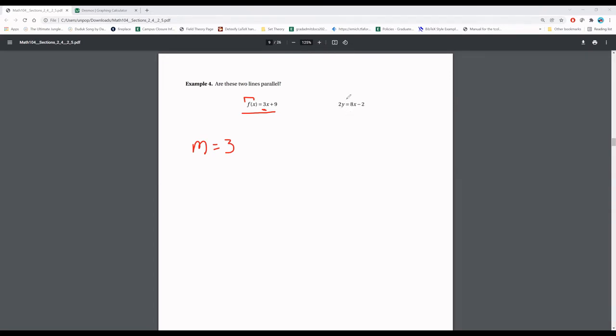Inspecting the second one, pretty close. I've got it in 2y equals 8x minus 2. I want that in y equals form, so I will divide every term by 2 to clear that out of there. That'll give me y equals 8 divided by 2 is a 4, so 4x, and then 2 divided by 2 is 1. That negative out in front makes it a minus 1. Inspecting this thing, slope is 4 here. So their slopes are not the same.